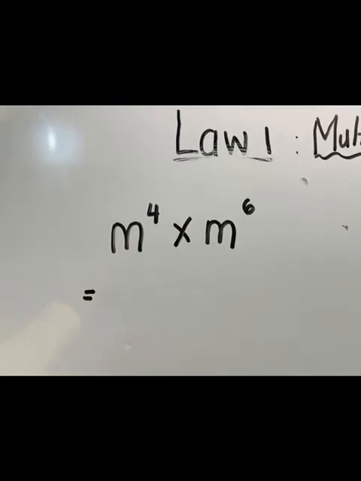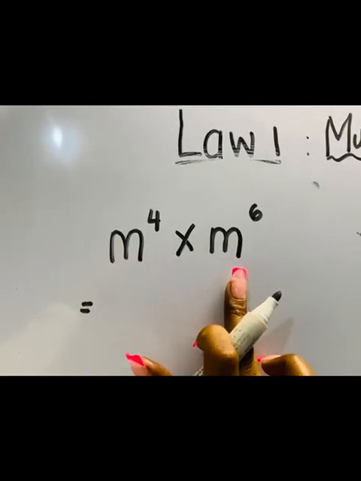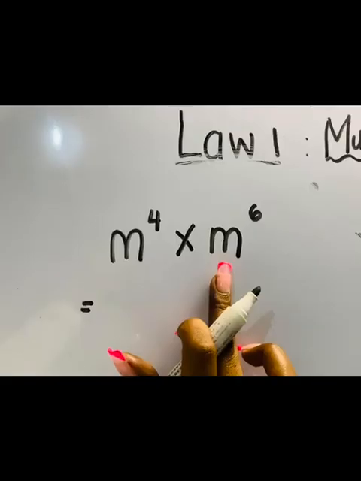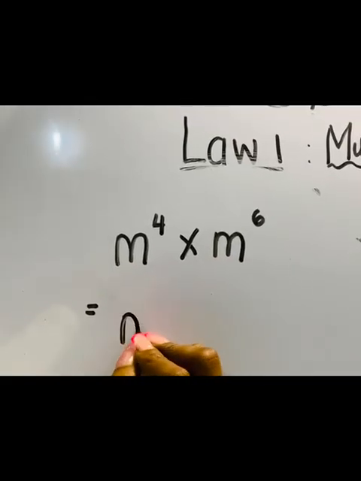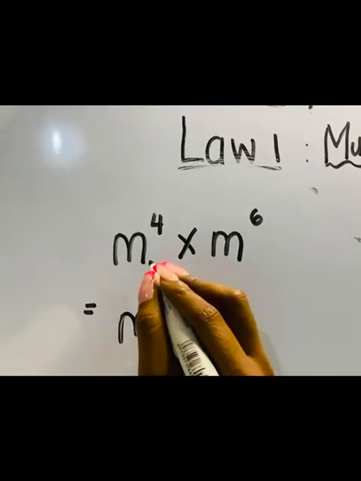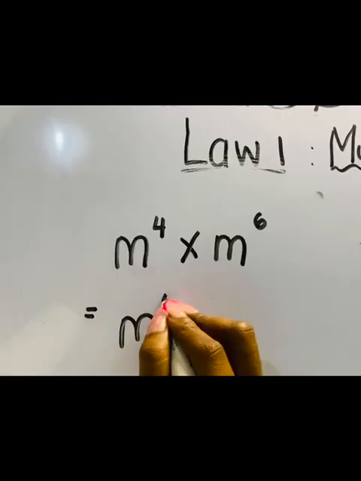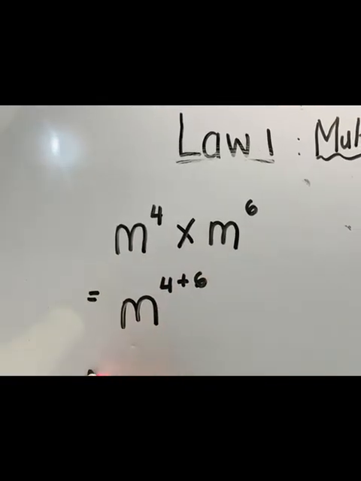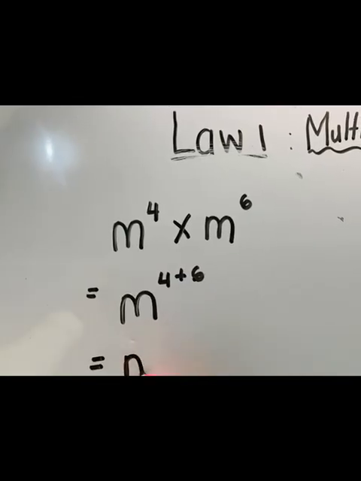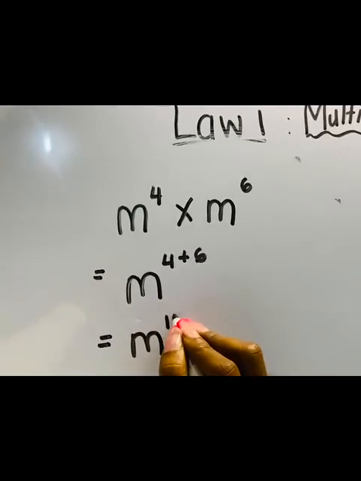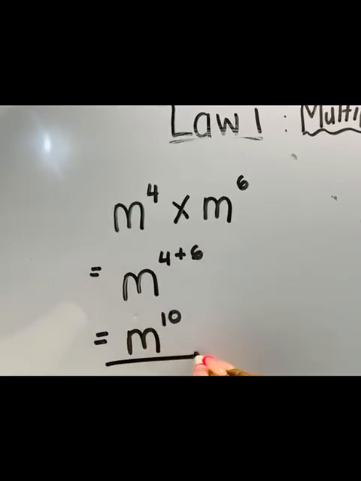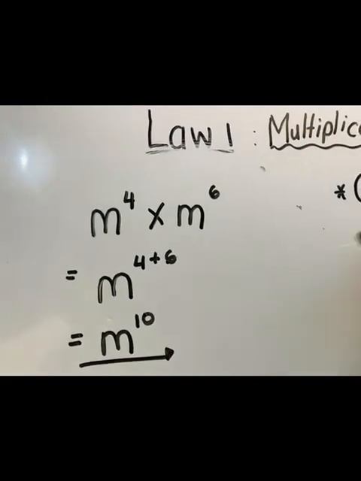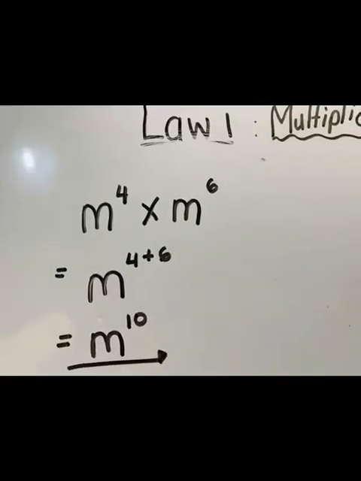Yes. Right. So we check if our bases are the same and we multiply. Now, if our bases are the same, we are going to add our exponents. So we keep the base and we add the exponents. When we add 6 and 4, we're going to get m to the power of 10. Like that. Right.